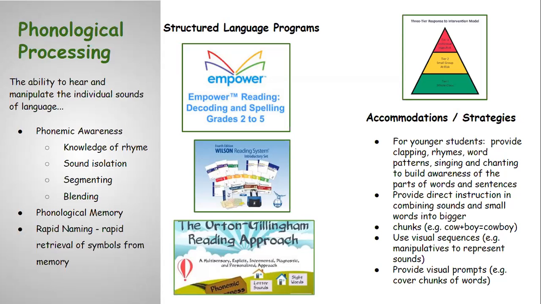Our tier 3 intervention, we would use more structured language programs, and those are sort of the profile of student that we see at Trillium. So we're using structured language programs such as the Empower Reading Program, or the Wilson or Orton Gillingham, which is sort of the grandfather of the structured language programs. It's used specifically for the students that have the most severe learning disabilities.